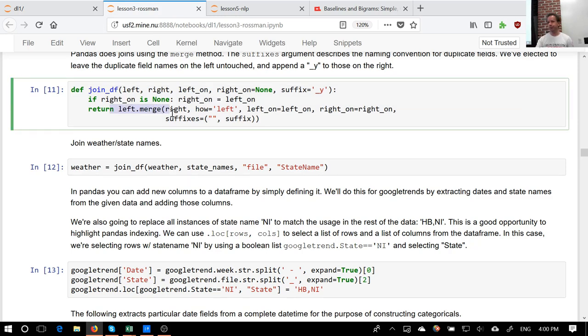I just use the pandas merge function. And specifically, I always do a left join. So who wants to tell me what a left join is? Since it's there, why don't you go ahead?